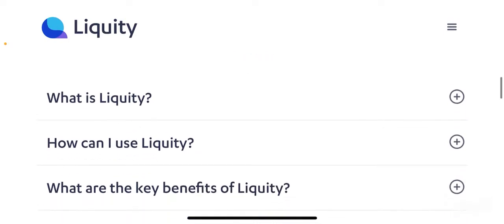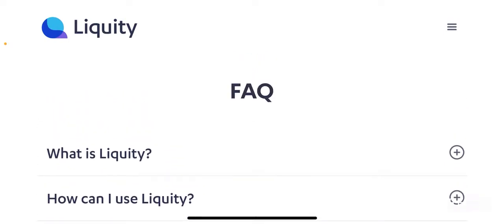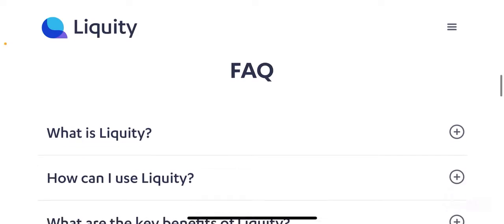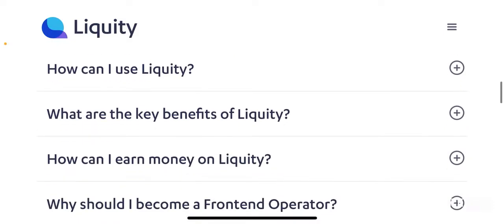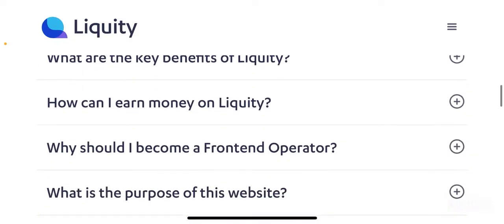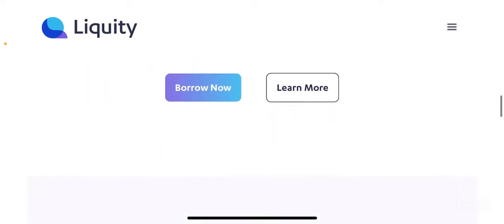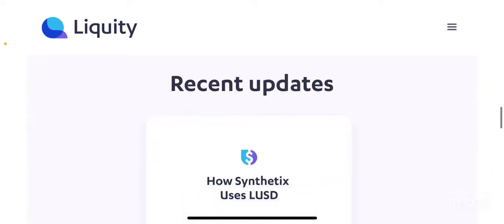And on their website they have an FAQ section, which I suggest you read through, because it's going to give you a lot of information about what this platform is, what the key benefits are, and how you can use this platform to earn money, right? So when you scroll below, they have some recent updates.